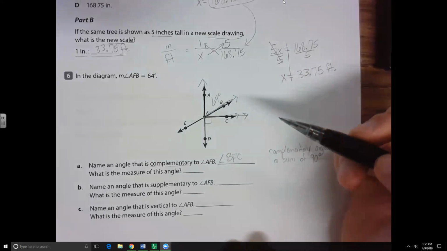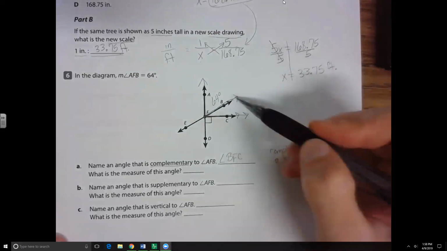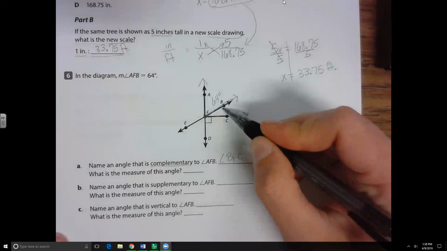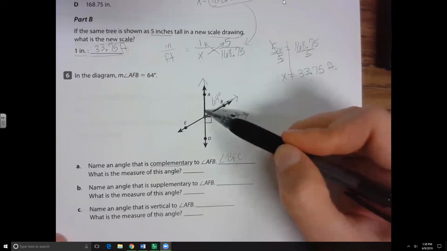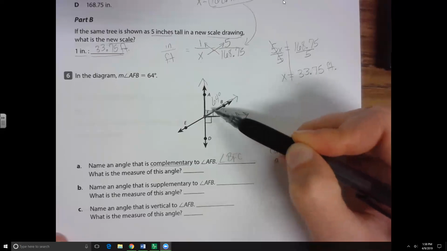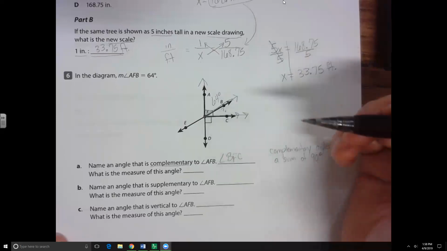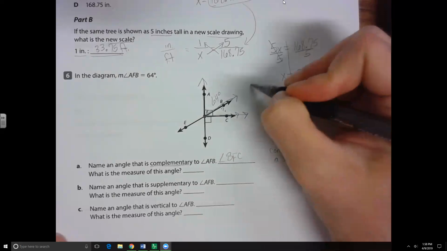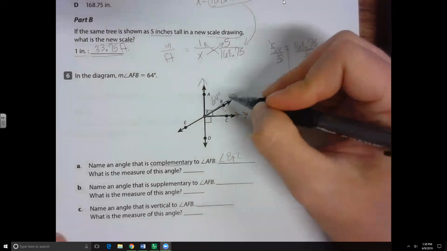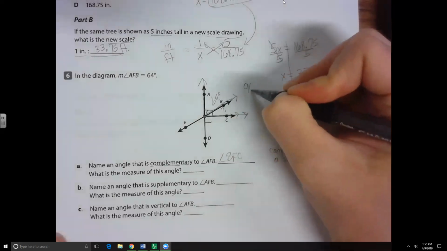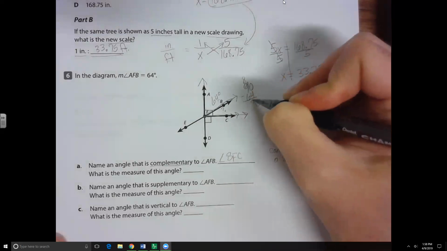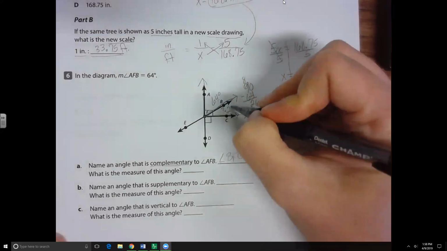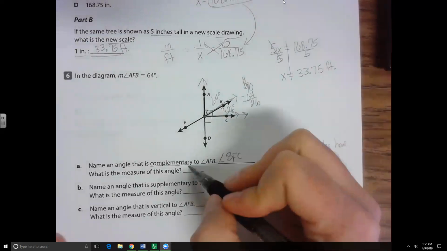which is 90 degrees. So I need to find the measure of angle BFC. Okay, well, if they're complementary, that means they make a right angle together. So if this one is 64 degrees and together they're 90 degrees, then I can take 64 and subtract it from 90 degrees. And when I do that, I'm left with 26. So the measure of this angle is 26 degrees.